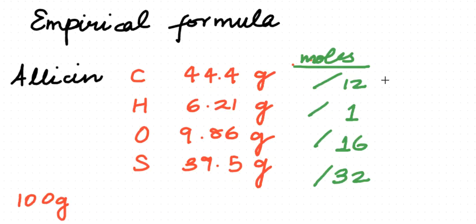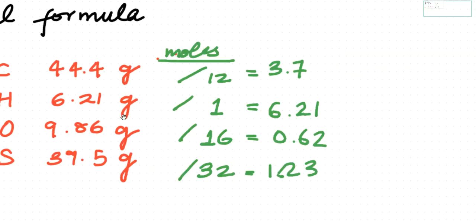And dividing by these numbers is going to give you the moles of each of the substances or each of the elements right here. Okay, so right here in green, you have the number of moles of each of these substances. This is really the ratio that you're looking for. But right now, that's not enough. Obviously, you can't write C3.7, H6.21.